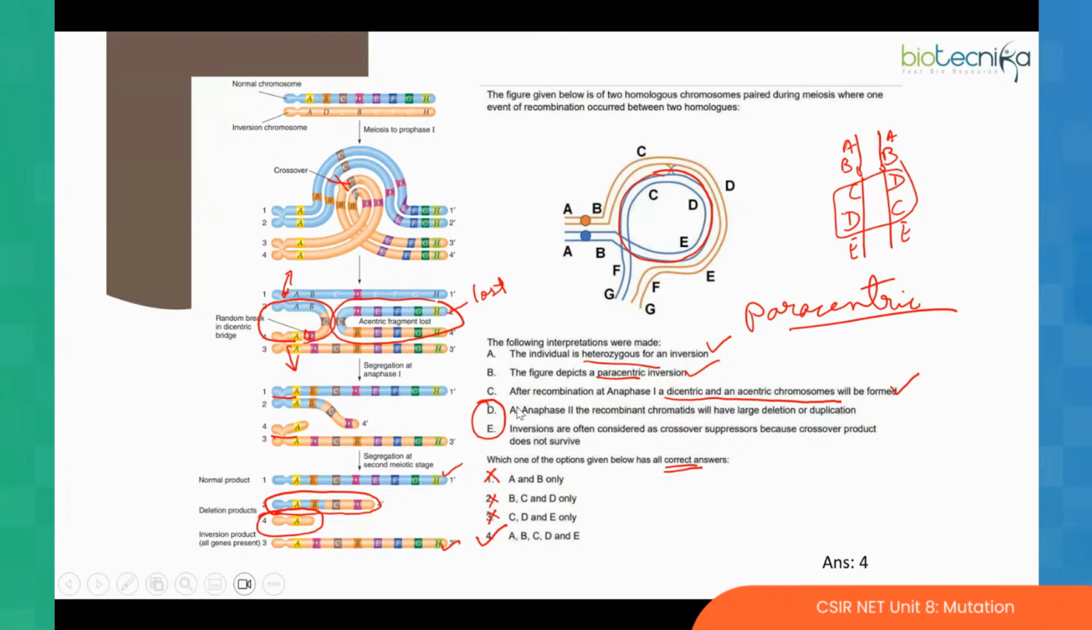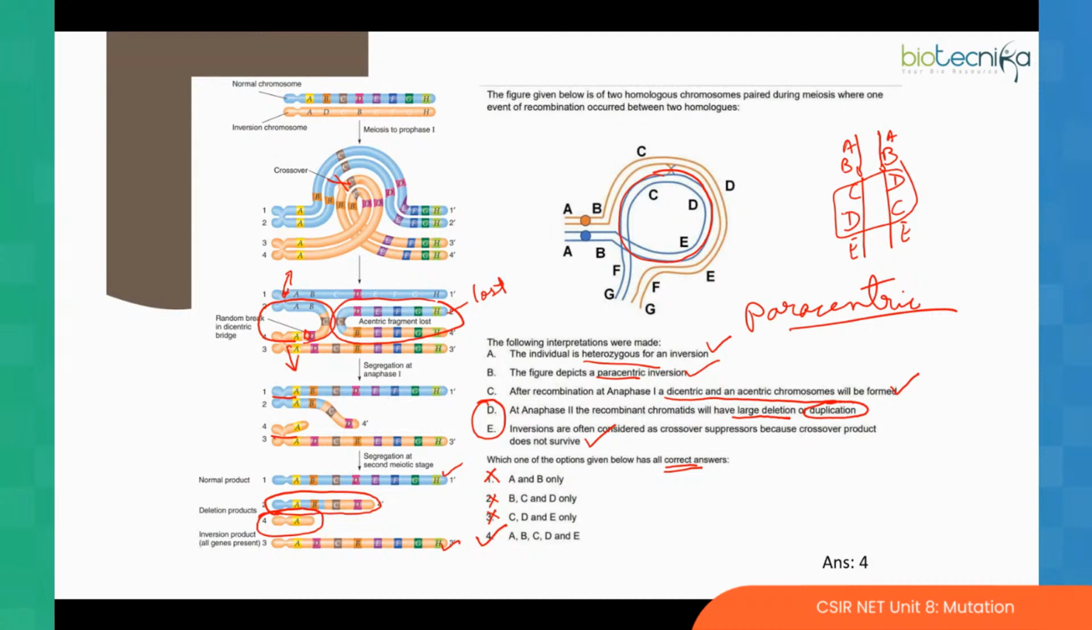Now what is D saying? At anaphase 2, the recombinant chromatids will have large deletions or duplication. Ideally this part is not correct. They will not have duplication, they will have large deletions. Statement E says that inversions are often considered as crossover suppressors because crossover products do not survive. This also is true. So actually, the correct statements are A, B, C, and E. D is slightly incorrect because of this duplication mentioned here.